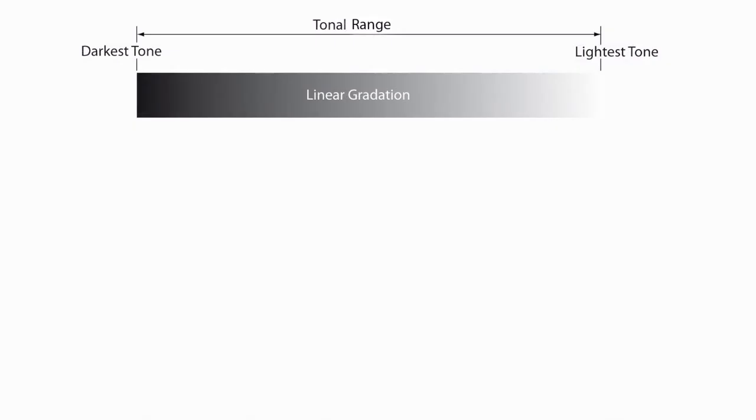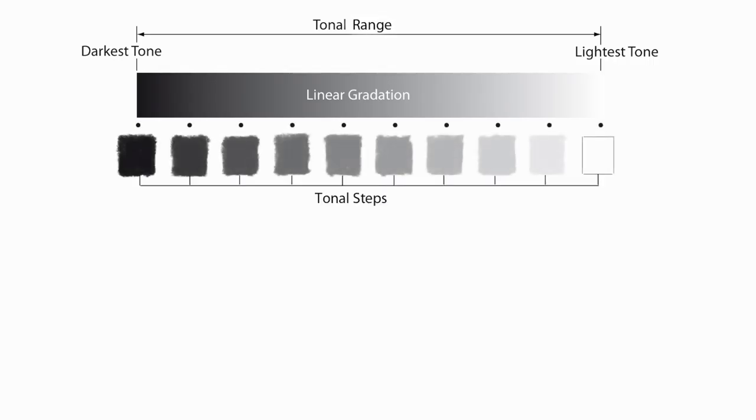Now, although gradation is often used in painting, it's much more convenient to consider the tonal range as a series of equally spaced steps, where each step gives a specific tonal value. These steps provide the tool to better explain contrast, which is the difference in tone between the steps.